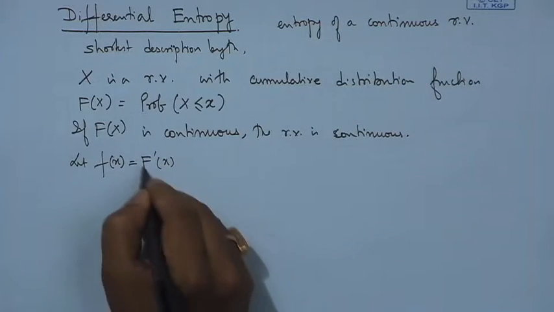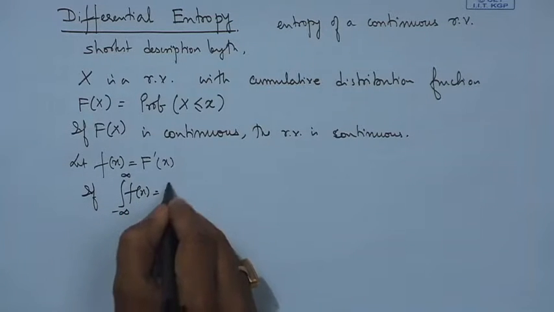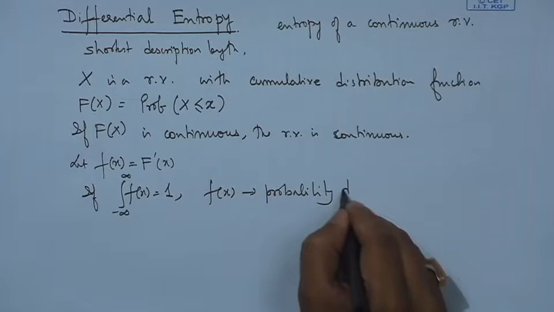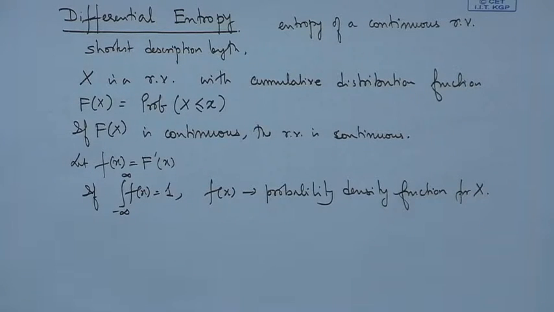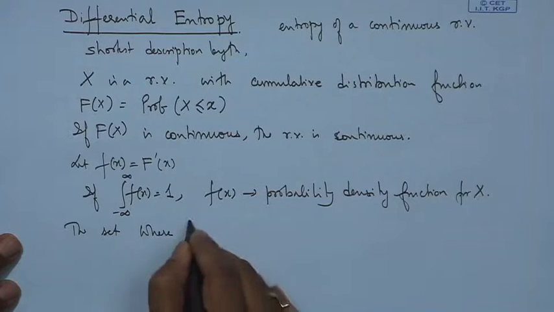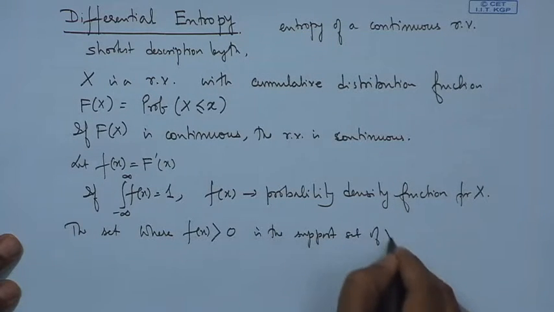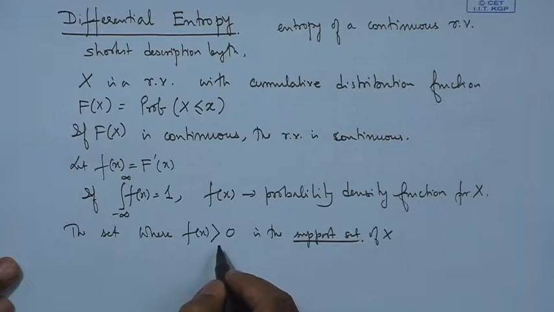F'(x) indicates the derivative, right, and when this exists, and if the integral from minus infinity to infinity of f(x) is equal to 1, we would call f(x) the probability density function for x. So these are some of the things which are necessary, and we would call the set where f(x) is greater than 0 the support set of x. Now this is important, because we are not taking the case where f(x) is equal to 0, because that is not in the support set. Support set would mean that range of x where there is a non-zero probability of x occurring. Otherwise we would have an almost infinite range of values of x that we have to deal with.